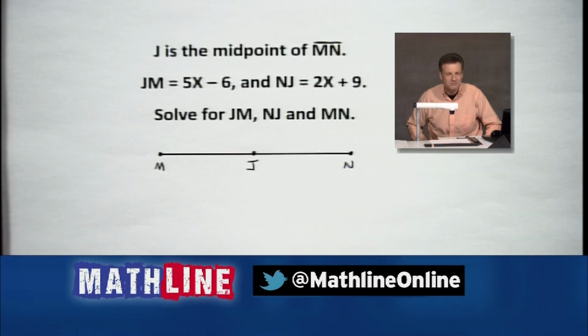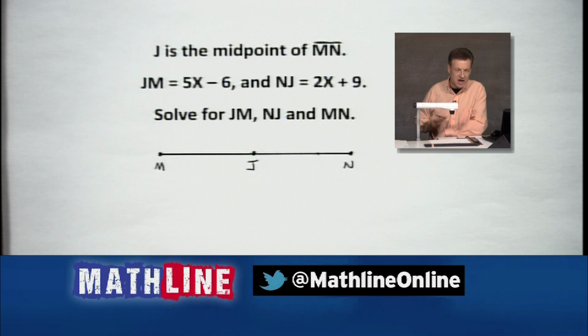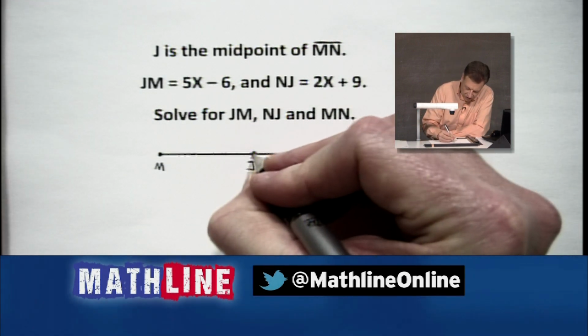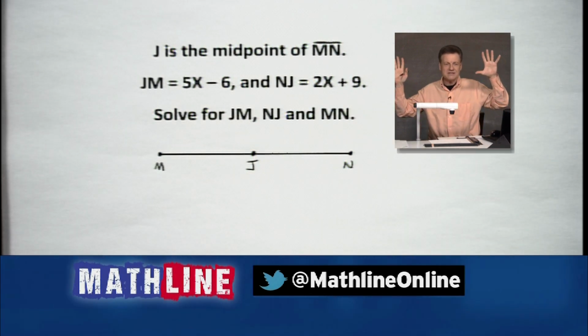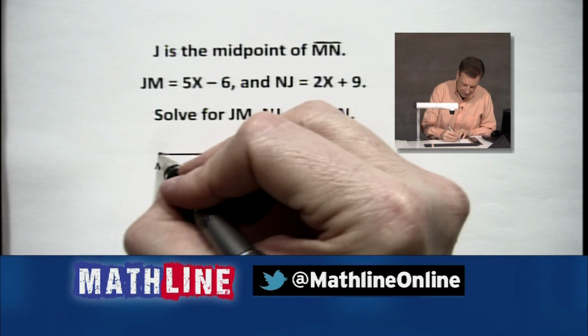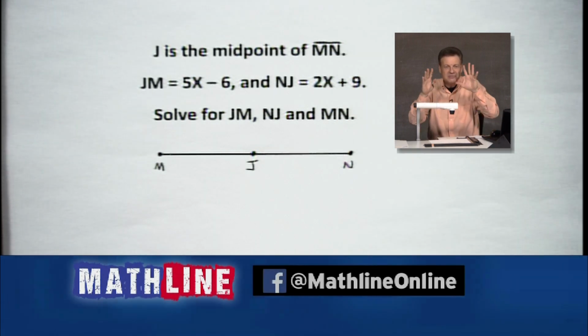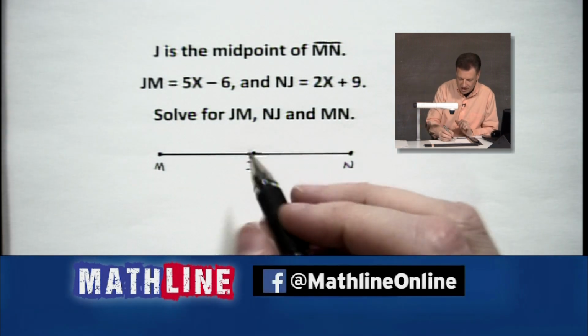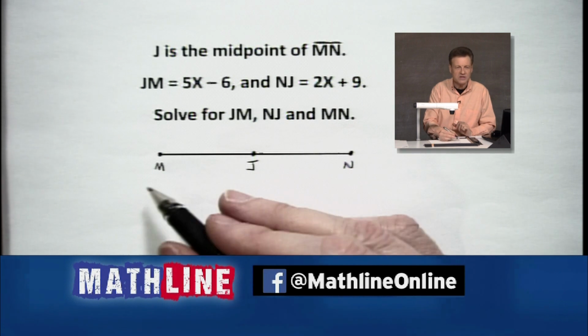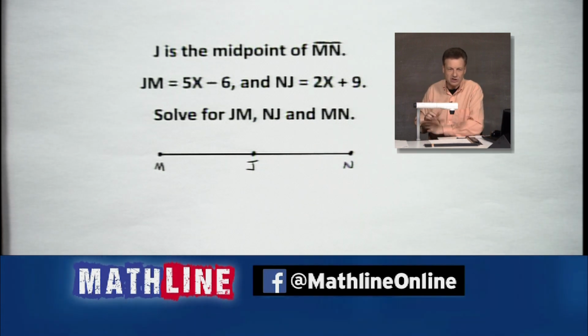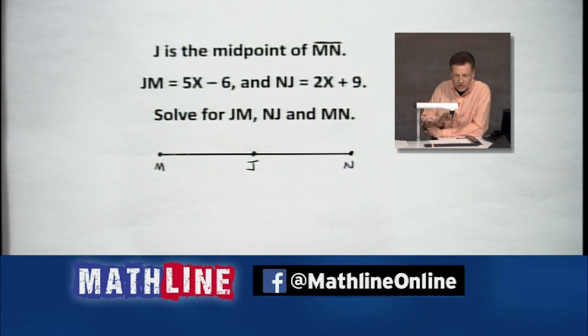Let's do some algebra. How about it? Let's see what we got. It says J is the midpoint of MN. Here we got JM equaling 5x minus 6. NJ equals 2x plus 9. And we are definite for sure we have a midpoint. J is the midpoint. And we've got an M and an N out here that are the same distance from J. One's going to the right, one's going to the left. That's the midpoint magic.